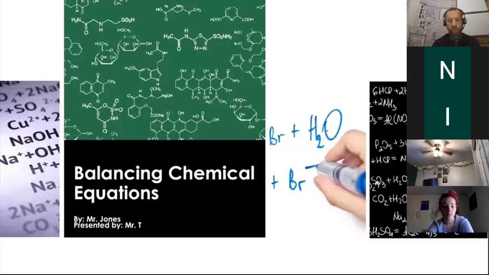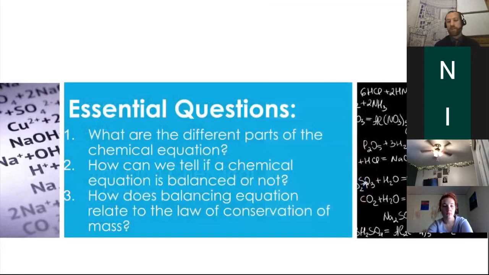Last class, what we talked about was this idea that matter in the universe is conserved, and that through a chemical reaction, we can rearrange atoms into new molecules, but we can't destroy or create atoms. Each atom has a specific amount of mass. So that means that the mass of a chemical reaction beforehand and afterwards must be the same. After today, the things that you guys should be able to answer is, firstly, what are the different parts of a chemical equation?